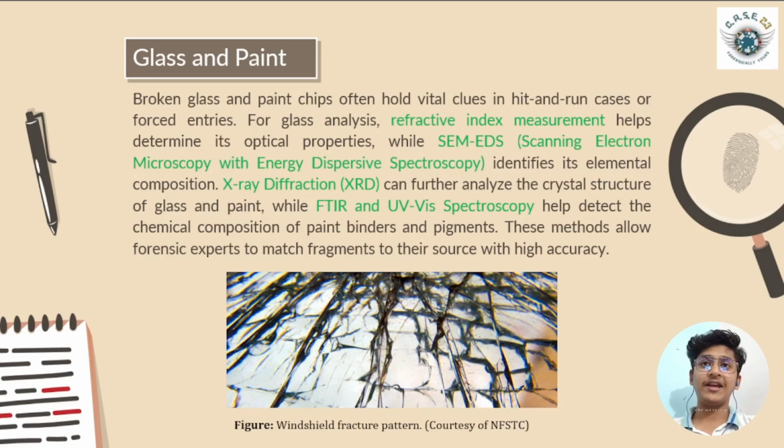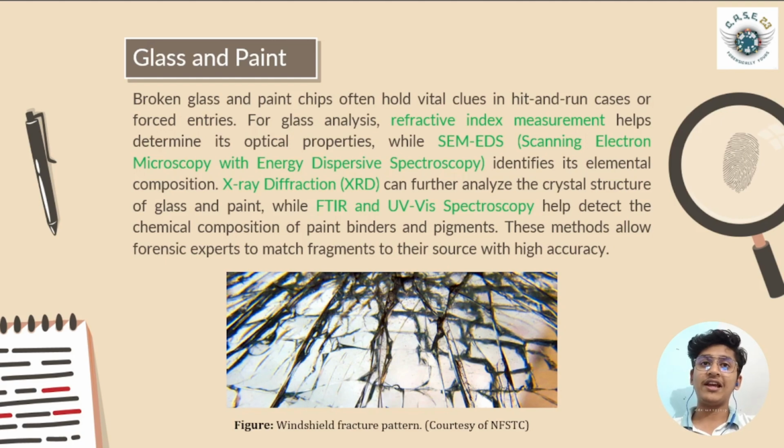And then paint analysis. To analyze paint evidence, the forensic experts use microscopy, which helps determine the color, the number of layers, and the composition of the paint. And they also use spectroscopy like FTIR, Raman, and UV-Vis that identifies the chemical makeup, which can match paint to a specific car model or manufacturer. And lastly, chromatography.